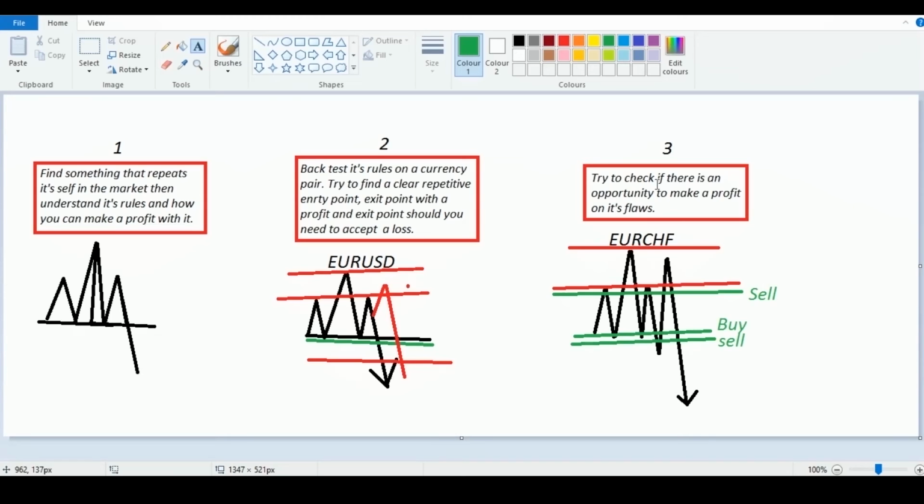So focus on one thing and one thing only. And then once you get this right, then you can start looking at studying other ways to trade Forex.